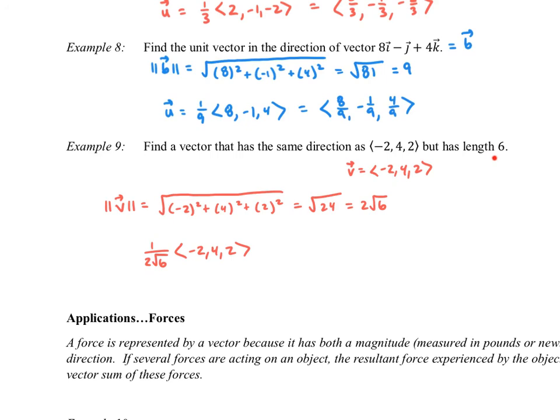However, we want length 6. So instead of multiplying it by 1 over 2 root 6 to make it a unit vector, let's multiply it by 6 times that to make it a length of 6. So our final answer here would be the first component, -6 over root 6. The second component, if we were to reduce it, would be 12 over root 6. And then the last component would be 6 over root 6. So that would be the same direction that we're looking for, but of length 6.